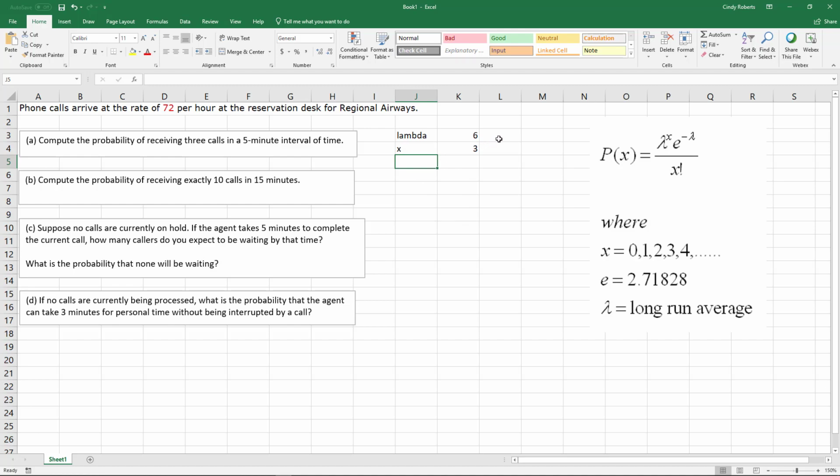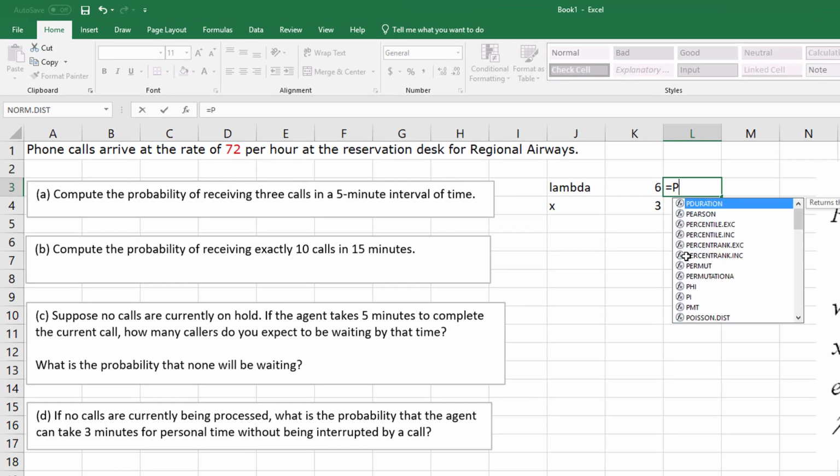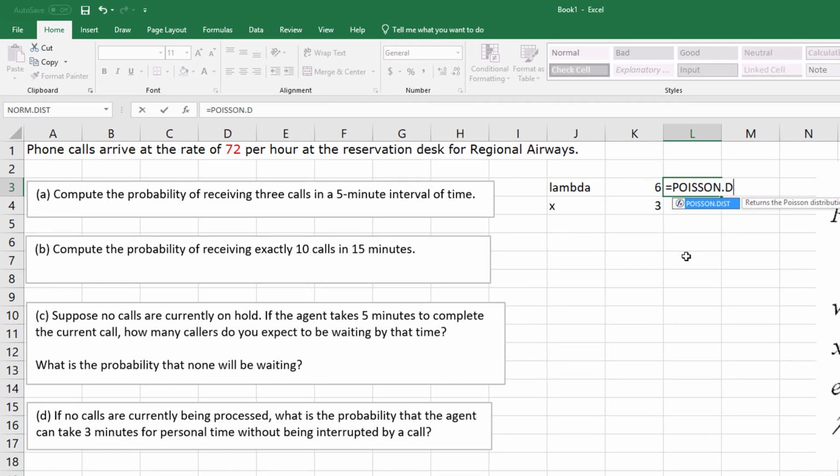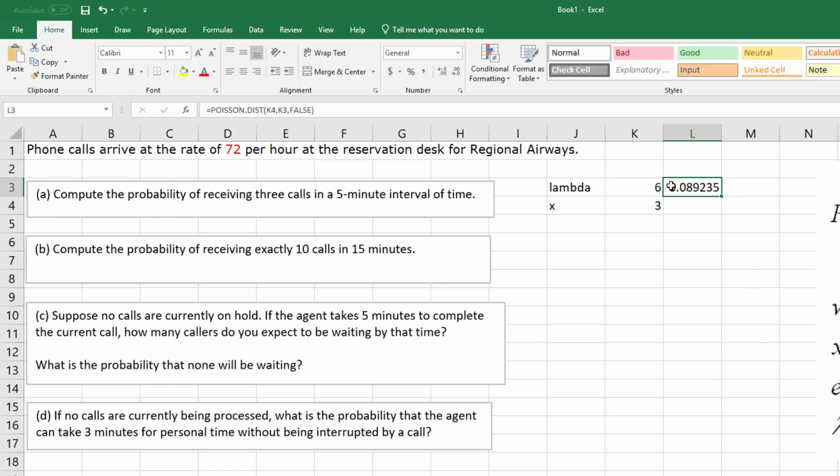But what you can do with Excel is there is actually a Poisson.dist. Open a parenthesis. It's asking you for X. It's asking you for the mean. And just as I showed on binomials, we don't want to accumulate, because if I said true, that would add up 0, 1, 2, and 3. I just want the probability of exactly 3, and I get my answer.